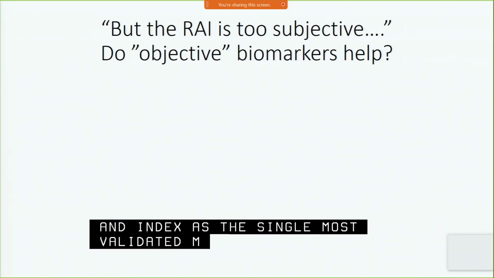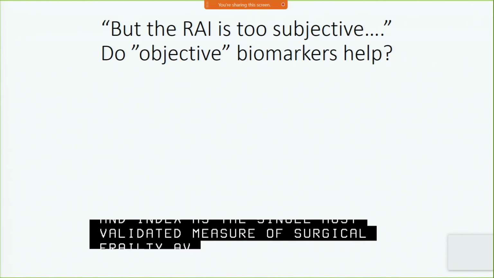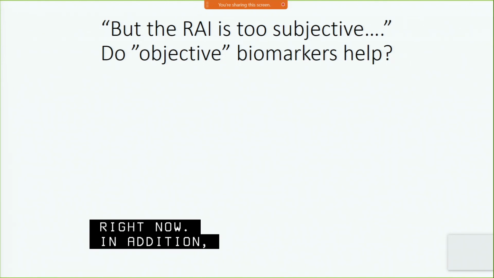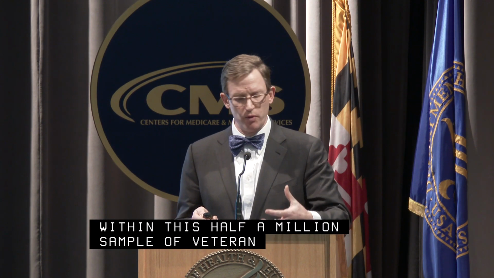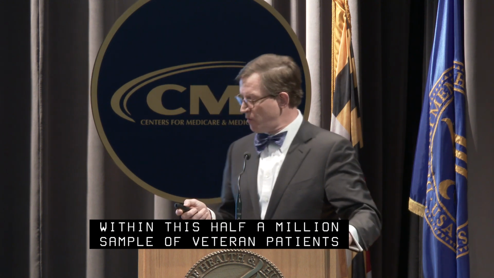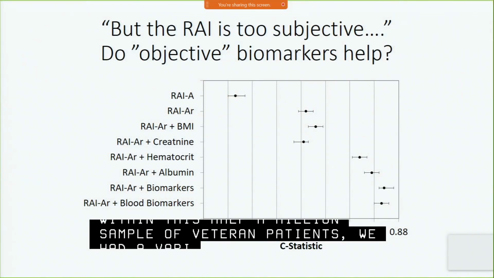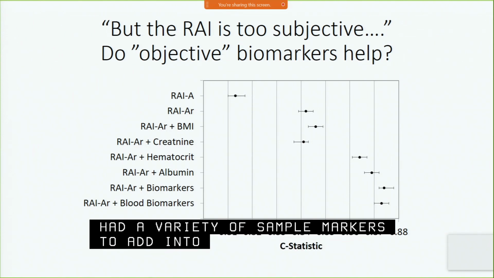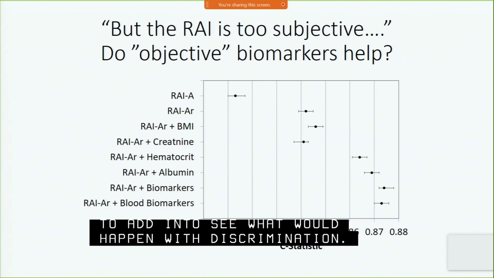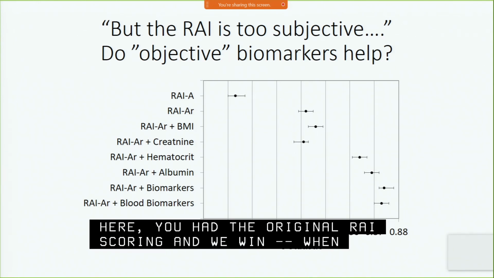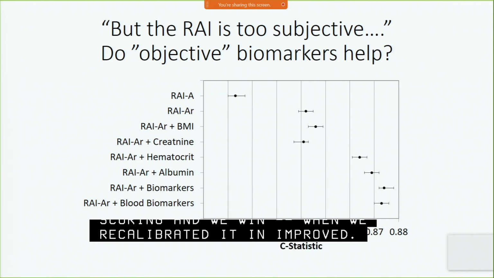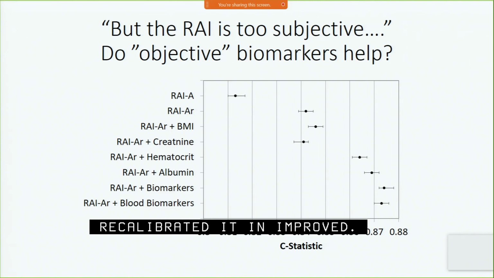In addition, I wanted to understand whether biomarkers would help. So within this 500,000 sample of veteran patients again, we had a variety of biomarkers that we added into the model to see what would happen with discrimination. So over here you have the original RAI scoring, and you can see that when we recalibrated it, it improved. Adding BMI and creatinine doesn't really improve the discrimination of the tool, but adding hematocrit, albumin, or all of them together does make a statistically significant improvement in the model's discrimination.